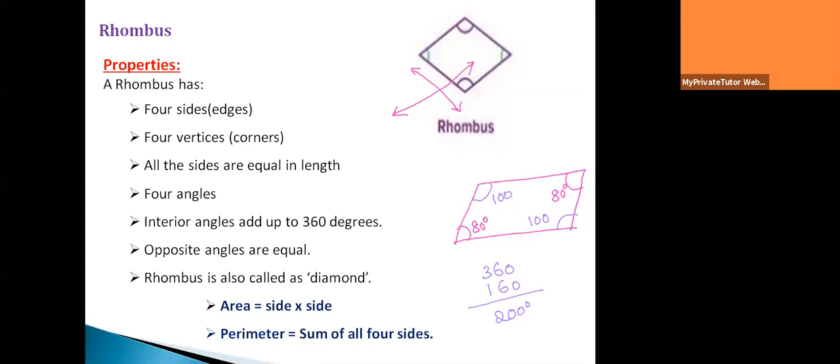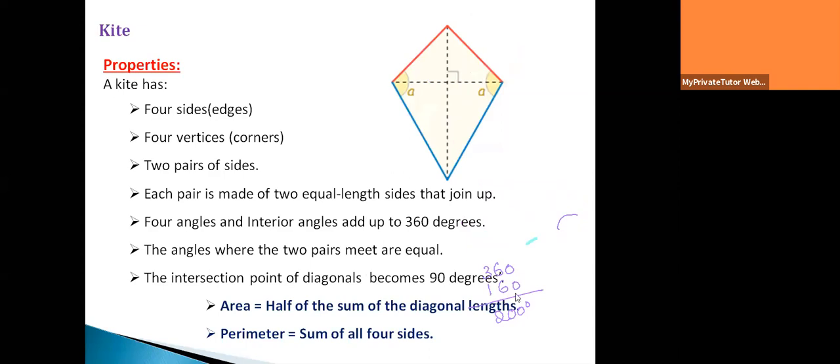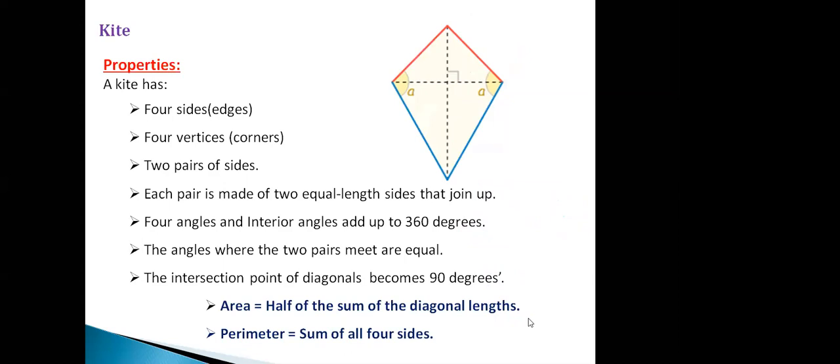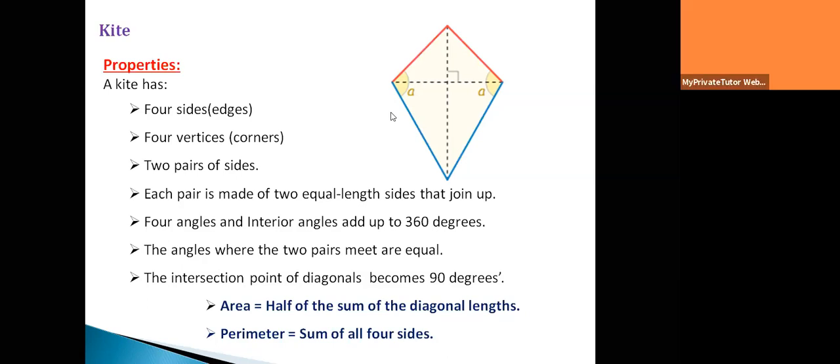And then the kite. Yeah, this is how the kite looks, and you can see that it has four sides, four vertices, and two pairs of sides that are equal: the lengthier sides and the smaller sides. The total angles add up to 360, and whenever the diagonals intersect, that becomes 90 degrees. I will explain that now.